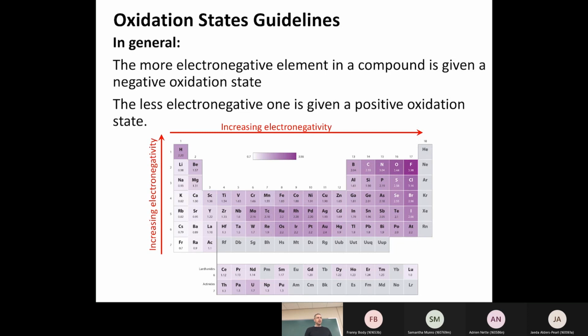So generally speaking, here's a general rule of thumb. When you have a compound and you're assigning oxidation numbers, the more electronegative an atom is, the more likely it is to have a negative oxidation number. And whenever you have something that's electropositive, which would be sort of in this direction on the periodic table, you're more likely to have a positive oxidation number or positive oxidation state.